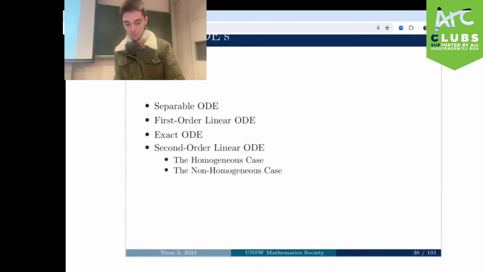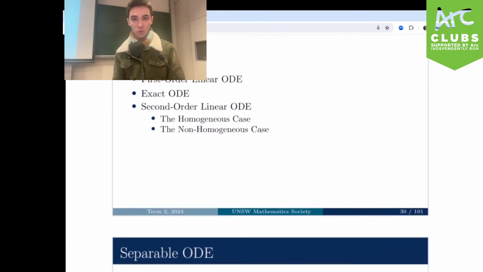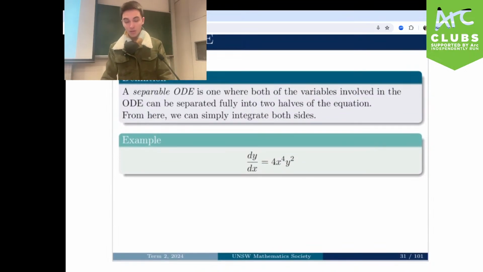All right, so these are the types of ODEs that we cover in this course. We've got separable ODEs, first order linear ODEs, exact ODEs, second order linear ODEs, and we've got 2 cases for those, homogeneous and non-homogeneous. So we'll start with the first one. Separable ODEs. These are the simplest ones. We actually did some of these in Extension 1 and Extension 2, if you remember, if you did those classes.